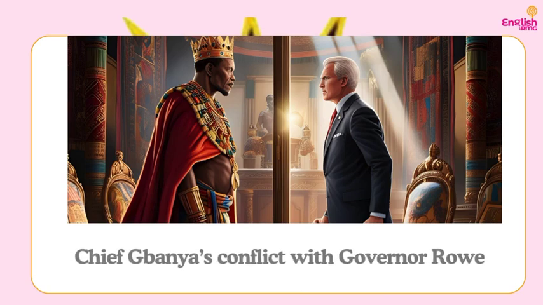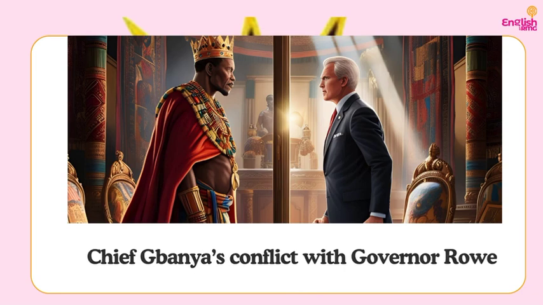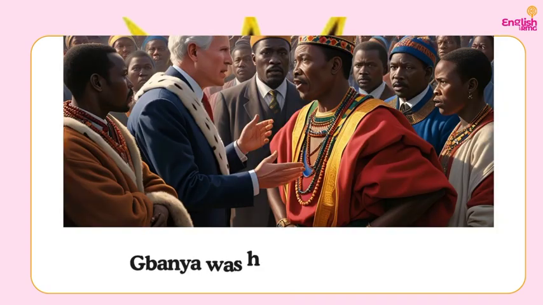Eventually, Governor Rowe came visiting, and there was conflict between Governor Rowe and Chief Baya. Chief Baya was humiliated publicly because he was asked to kneel in public in the presence of those that he was ruling over. This led to a public humiliation for Chief Baya. This is also an element of colonial oppression in this play.